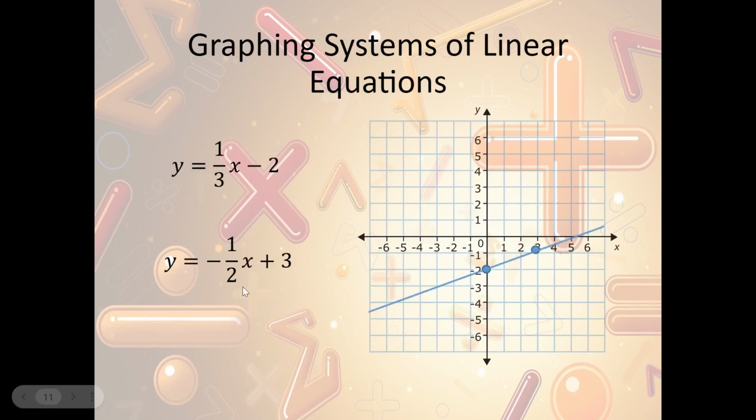Now, we're just going to plot the second line on the same graph. My y-intercept for this one is 3, so I'm going to go up 3 and plot my point. And my slope is -1/2, so I'm going to go down 1, to the right 2, and connect the dots. And notice now I have a point where they intersect, which is right there. That is considered the solution to the system of equations.